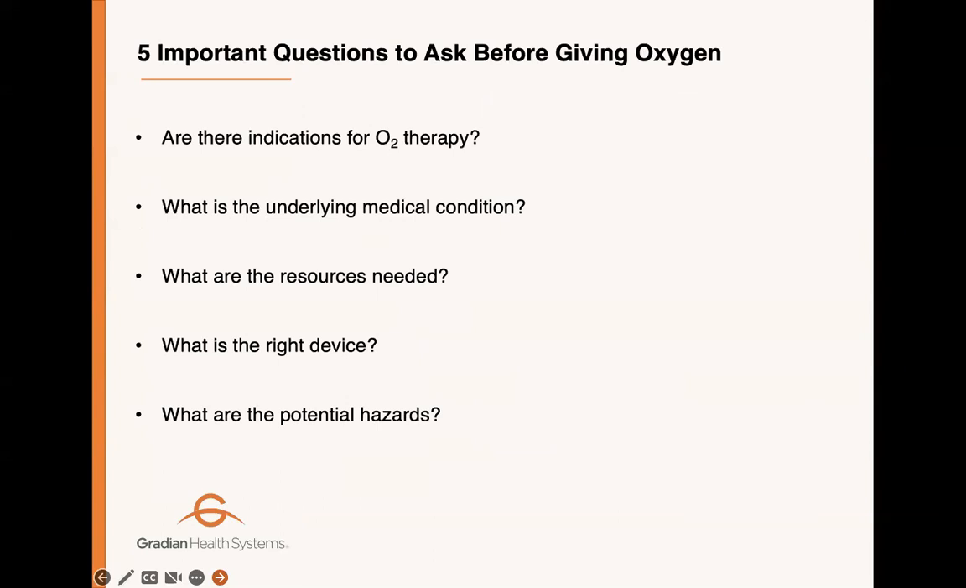But also you should consider what resources are needed for you to provide that oxygen therapy. Do you have the right devices? Do you have the right oxygen tanks or the concentrators? Sometimes you might need hyperbaric oxygen. And then also, what are the potential hazards of putting your patient on oxygen?